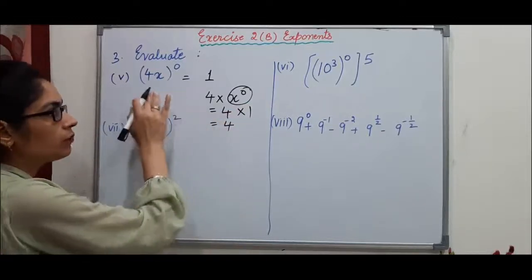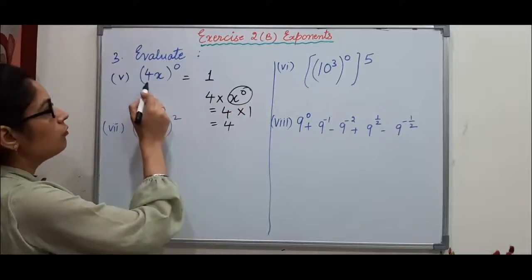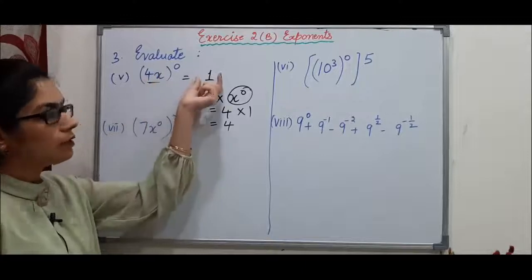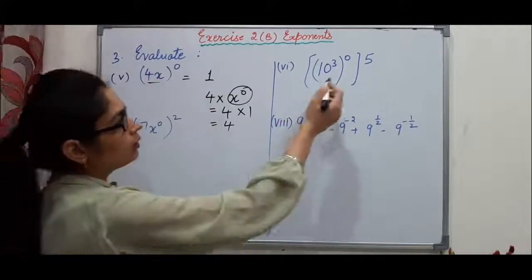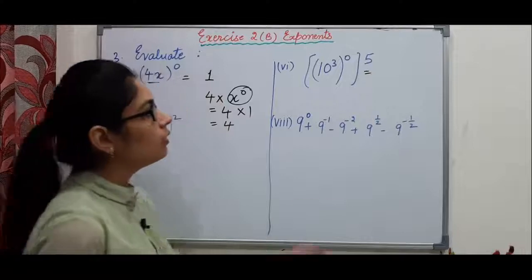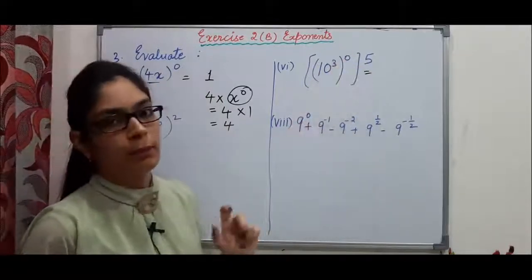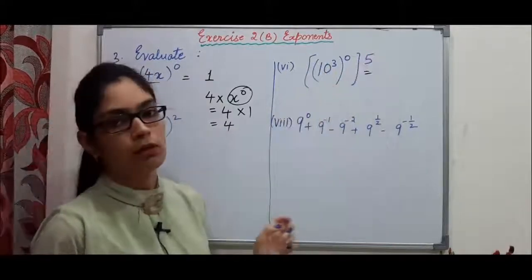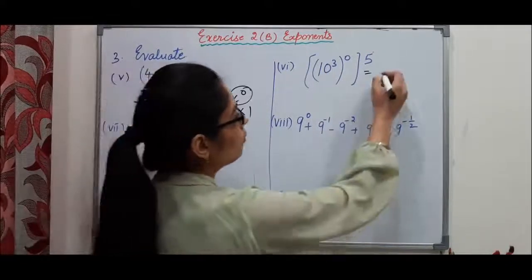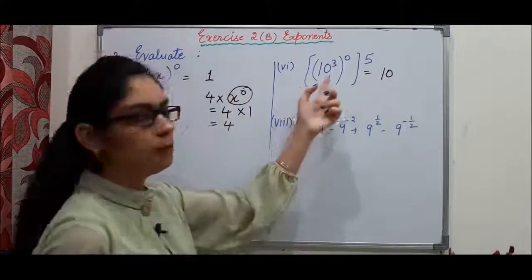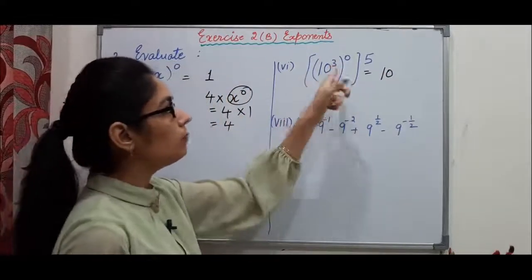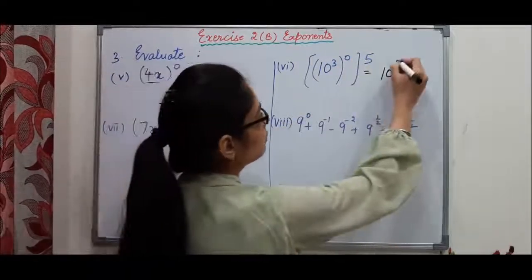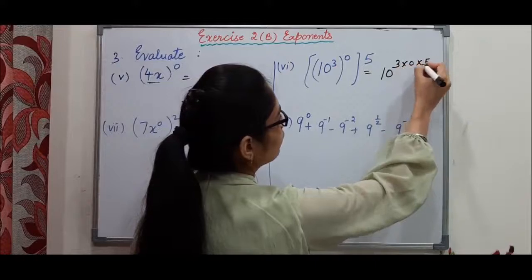But in this part, if you see, it is (4x) whole power 0, which means this whole number will be equal to 1. In this one we can see we have 3 powers with this number. So when we have multiple powers with a single number, we have to apply power rules and multiply all the powers. So I can write it as 10 base, then one of the powers is 3, other 2, other 0, and then 5. So all the powers 3 into 0 into 5 we can multiply.